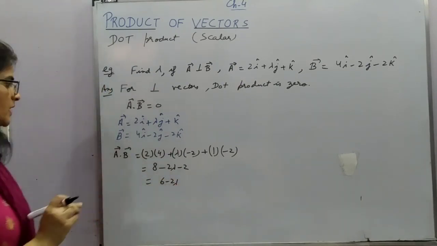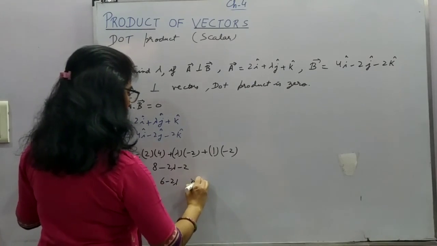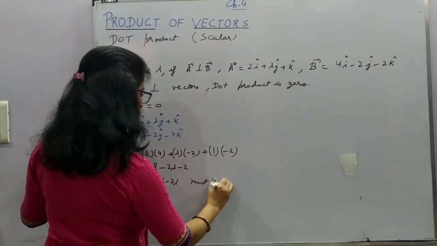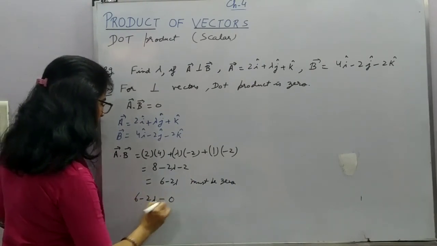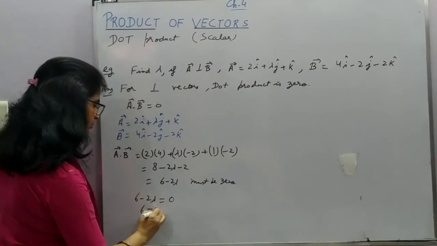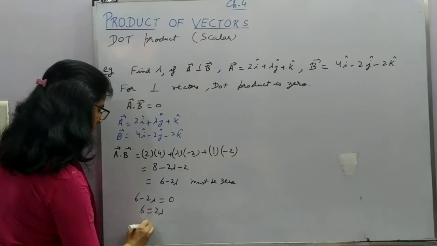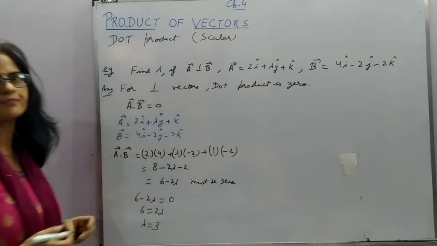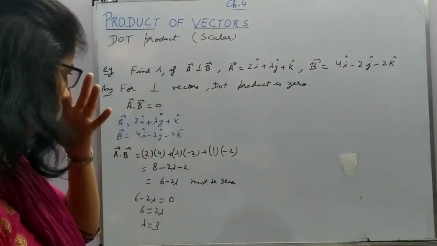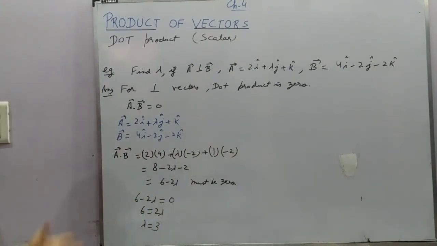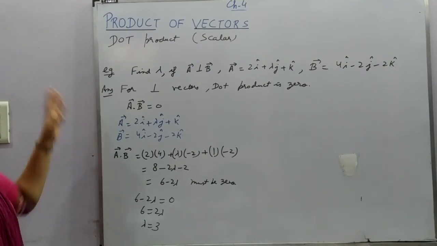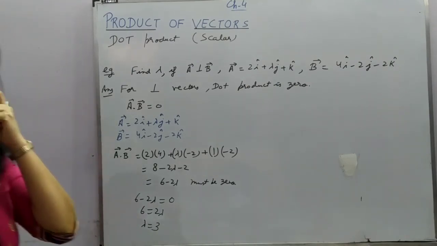And this a dot b must be 0. So I can write 6 minus 2 lambda is equal to 0. So 6 is equal to 2 lambda, right? So lambda is how much? 3. So this is also a method to calculate the value of an unknown coefficient if two vectors are given perpendicular to each other. Now we have discussed all this vector product and their properties.